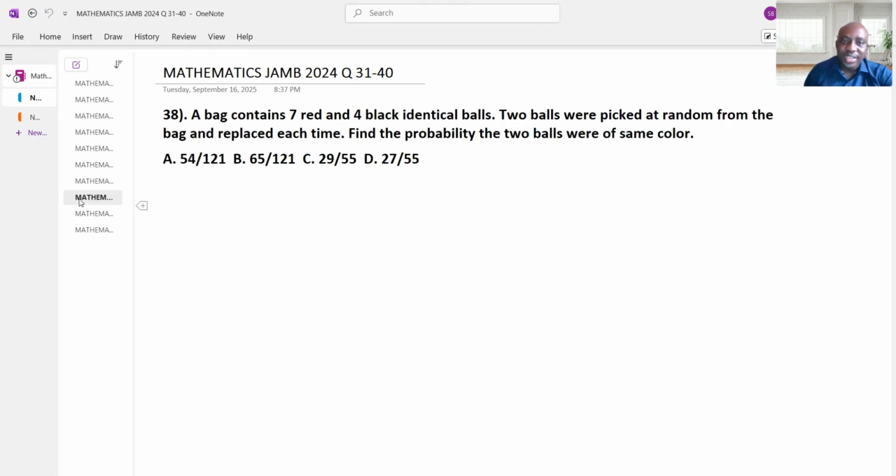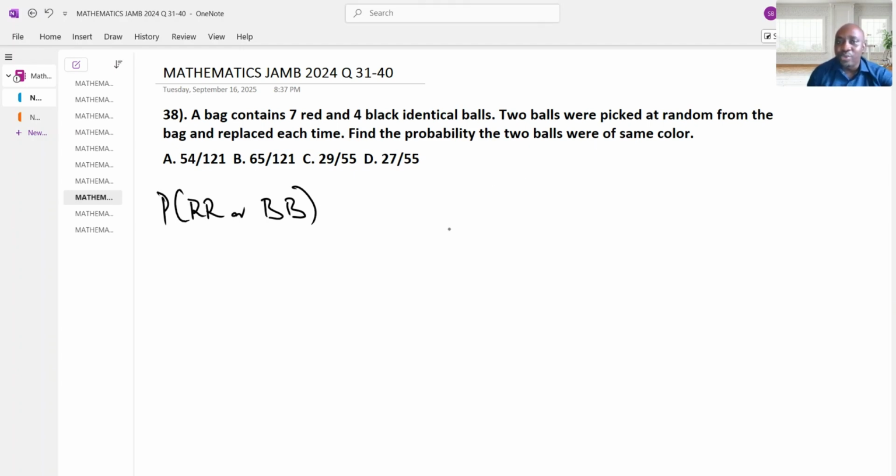A bag contains 7 red and 4 black identical balls. 2 balls were picked at random from the bag and replaced each time. Find the probability that the 2 balls were of the same color. We have red and black. The probability is that we pick red, red, or we pick black, black.